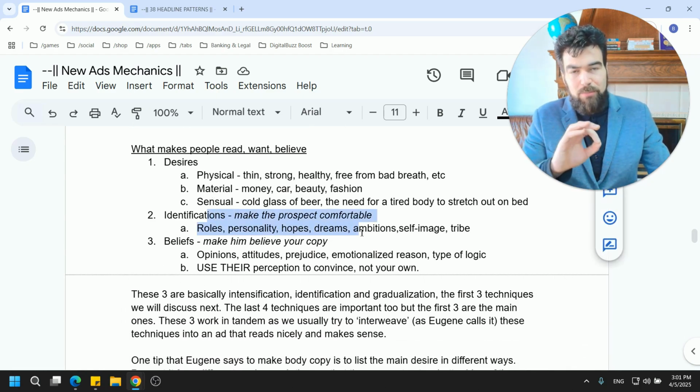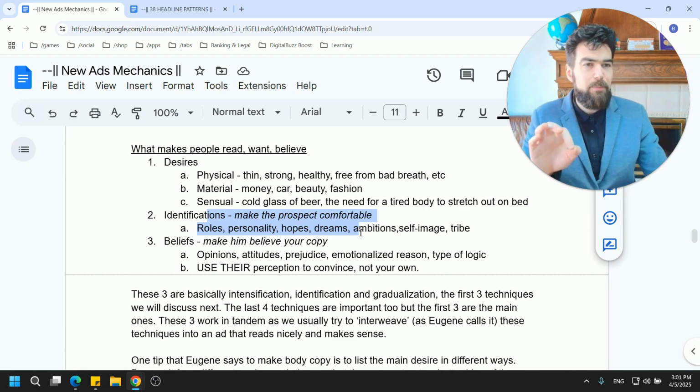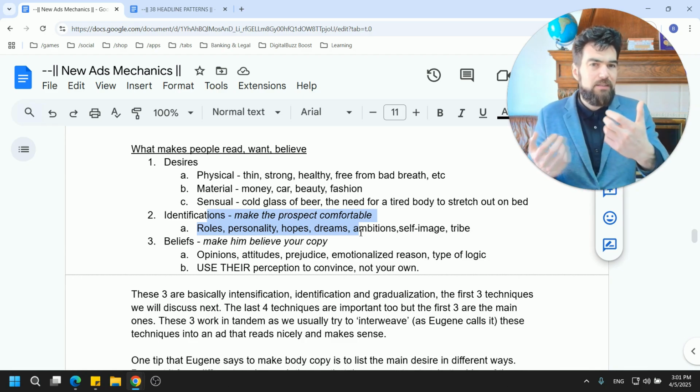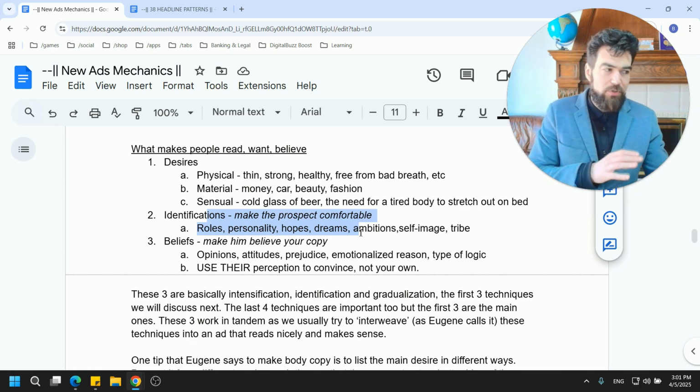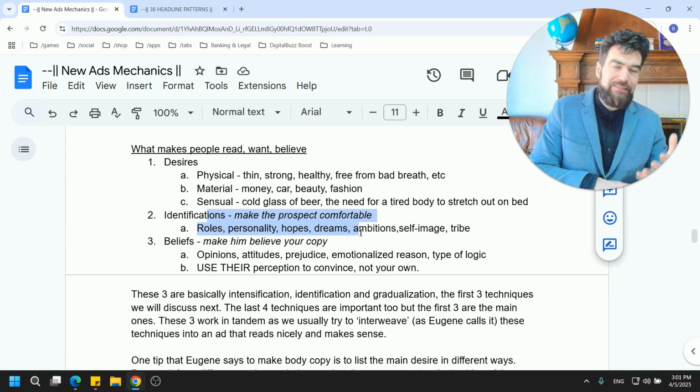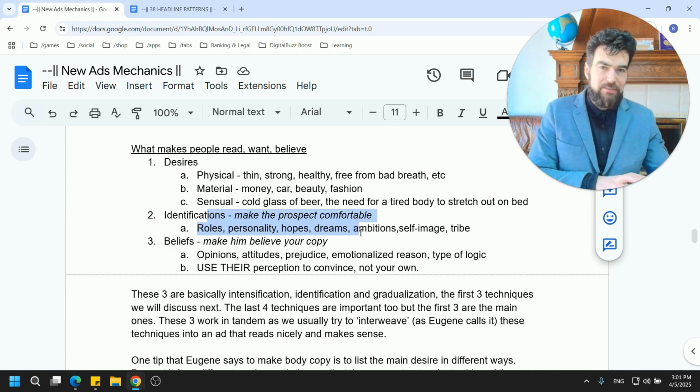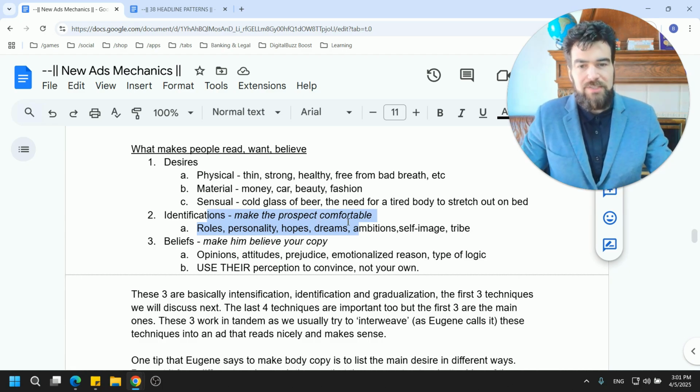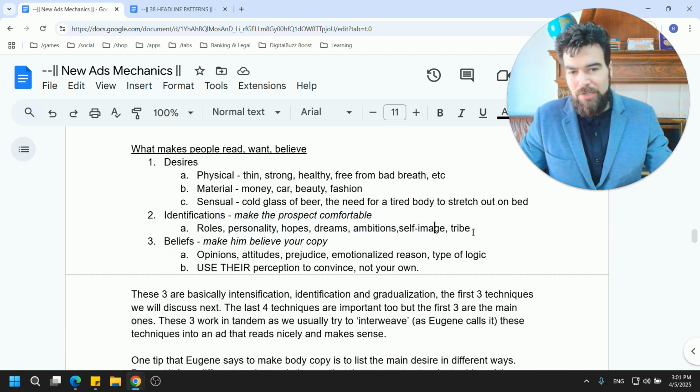Identifications, which are about the prospects, the personality of the prospects, and linking the product or the service to a certain personality or certain values that are linked with those personalities that this person wants to become. So these might be their hopes, their dreams, their ambitions, their self-image. This is the second one, identifications.